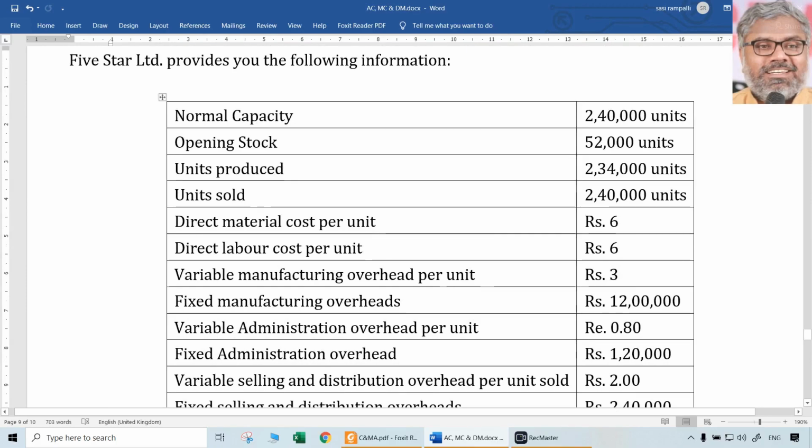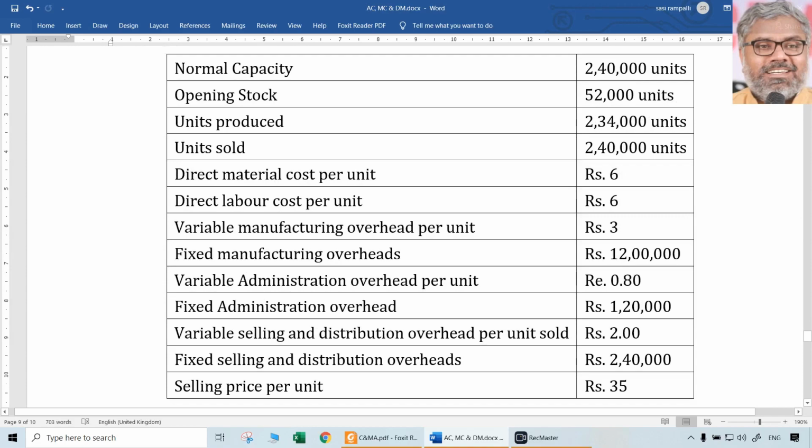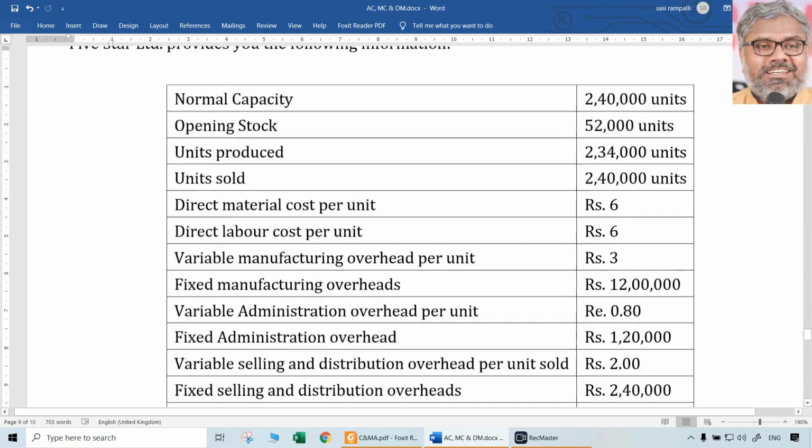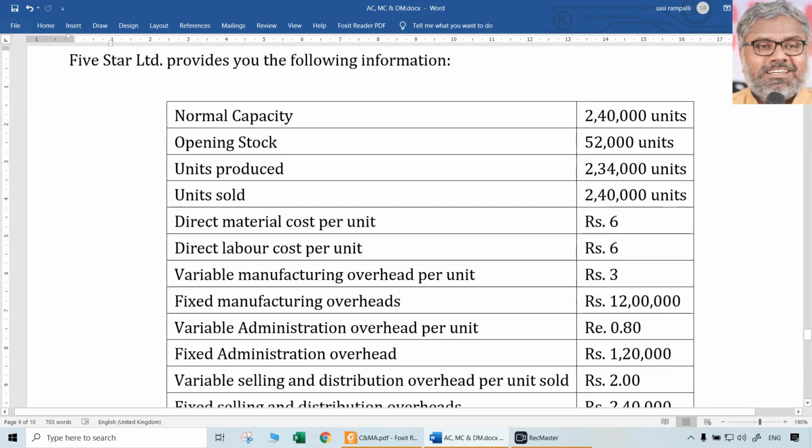5-Star Limited provides you the following information. Normal capacity is 2,40,000 units. Opening stock is 52,000 units. Units produced is 2,34,000 units. And units sold is 2,40,000 units. So definitely we can find out closing stock in number of units. 52,000 plus 234 minus 240. Closing stock units will be how much? 46,000 units. That is first thing.